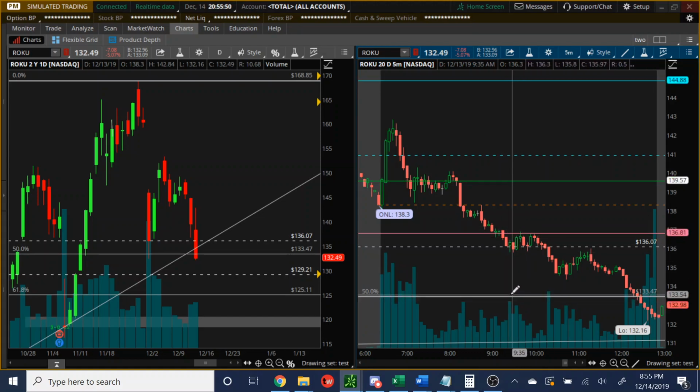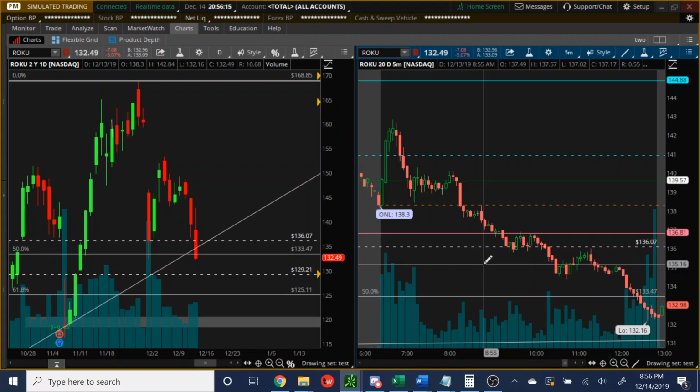And notice the volume picking up as it breaks down. And especially here, notice the volume. Once again, volume, volume, volume. Volume is always important. Make sure you're seeing spikes in volume whenever this breakout is occurring that you're trying to trade. Make sure the volume confirms.